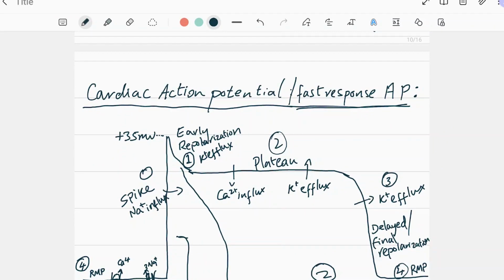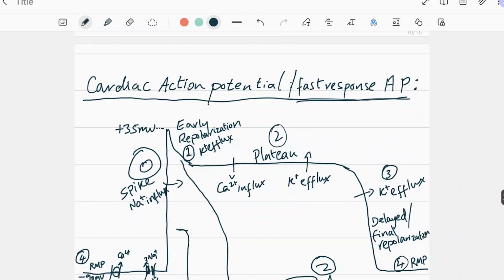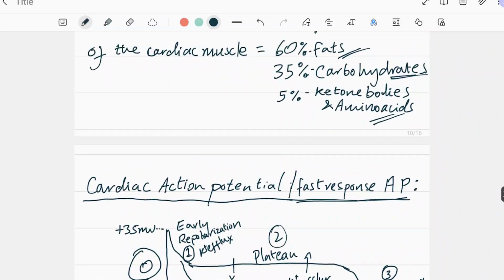If we look at your cardiac action potential, you can number 5 phases, but they are numbered 0, 1, 2, 3, and 4. Okay, 0, 1, 2, 3, and 4. This is 0, the spike. Then you have 1 over here. Then you have 2 over here. And you have 3 over here. And 4 over here. So what is happening over here? Okay, before we go into this, just remember that your heart has got pacemaker tissue, SA node.